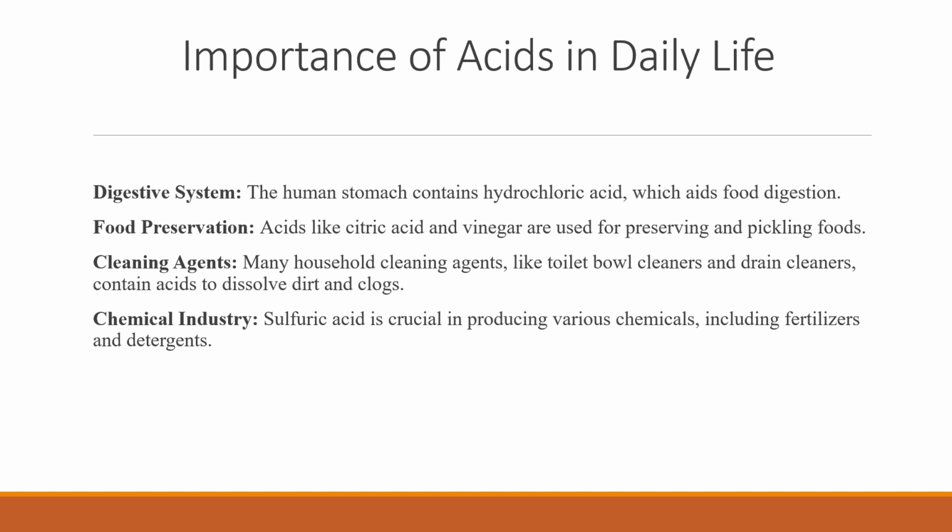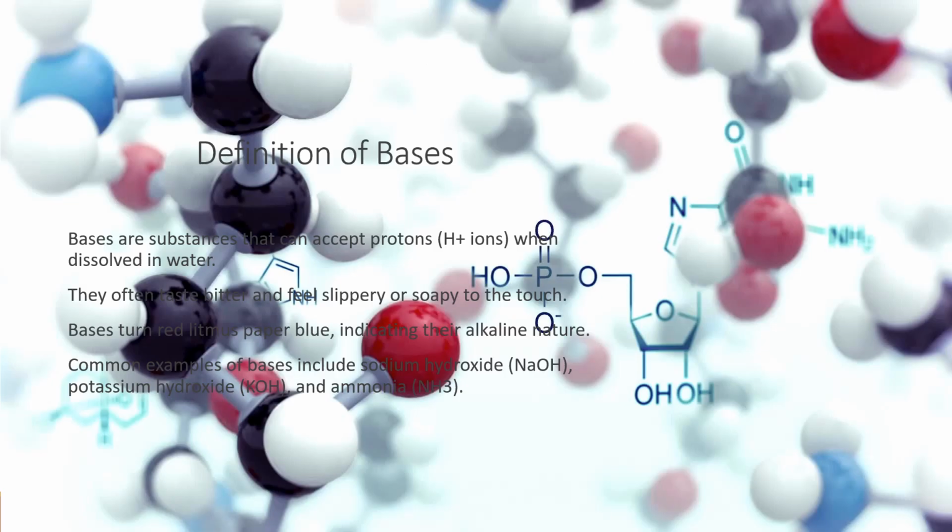And coming to the cleaning agents, if you have observed in our households, generally mothers use vinegars, house mop cleaners, and mirror cleaners, etc., to clean these household items. So these household items generally contain acids which act as cleaning agents. Coming to the chemical industry, sulfuric acid is crucial in producing various chemicals including fertilizers and detergents. Now let's go to the next slide.